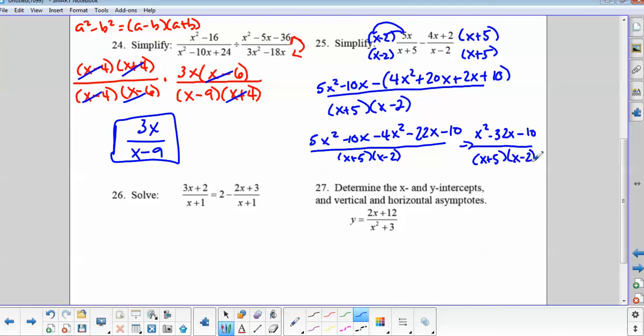Now you do want to check and see if your numerator factors, but there are no numbers that multiply to negative 10 and add to negative 32, so we should be done.